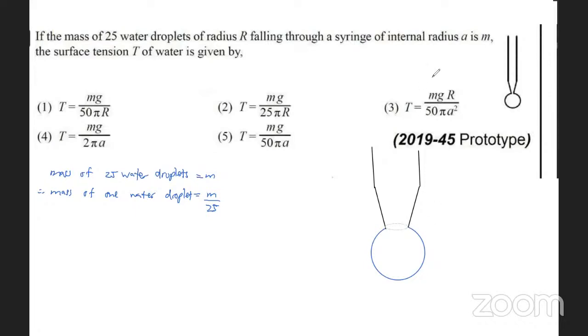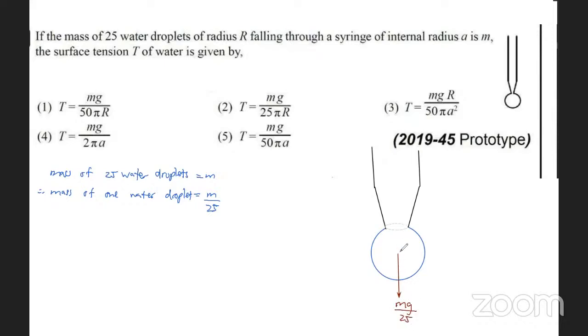And the water drop falls down because of who? Why does the water droplet always try to fall down? Because of its weight. So there will be a weight acting downwards, that is mg, not mg, we have to be careful. mg over 25 is the weight, not mg.